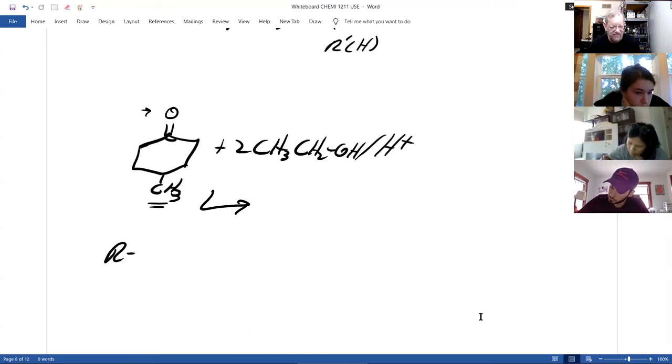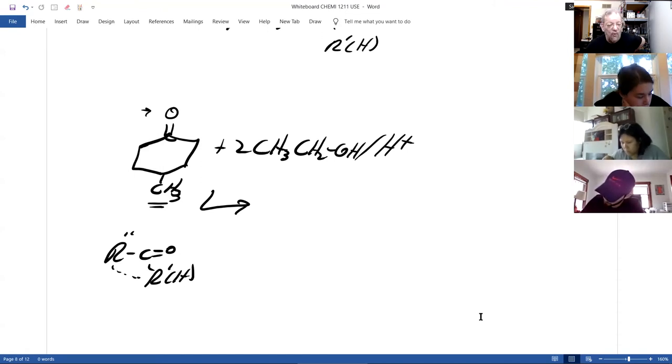It's a ketone. Cycloketone. Could have been an aldehyde. It's not. In this case, our R prime and our R double prime are bonded together in the ring. Ooh, two carbon, carbon hydroxy group, alcohol.